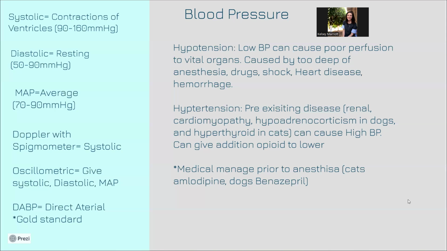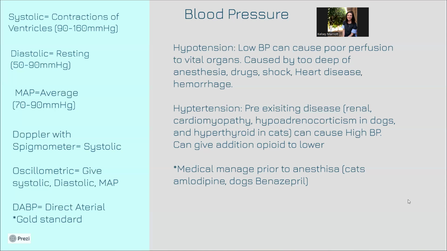MAP. If you work in ER or are able to have gold standard, you can do a direct arterial blood pressure, but that's a bit more invasive, whereas the other two are considered non-invasive. But gold standard, which is going to give us the most accurate, is going to be our direct arterial blood pressure. So if we start to see low readings, that's what we call hypotension.